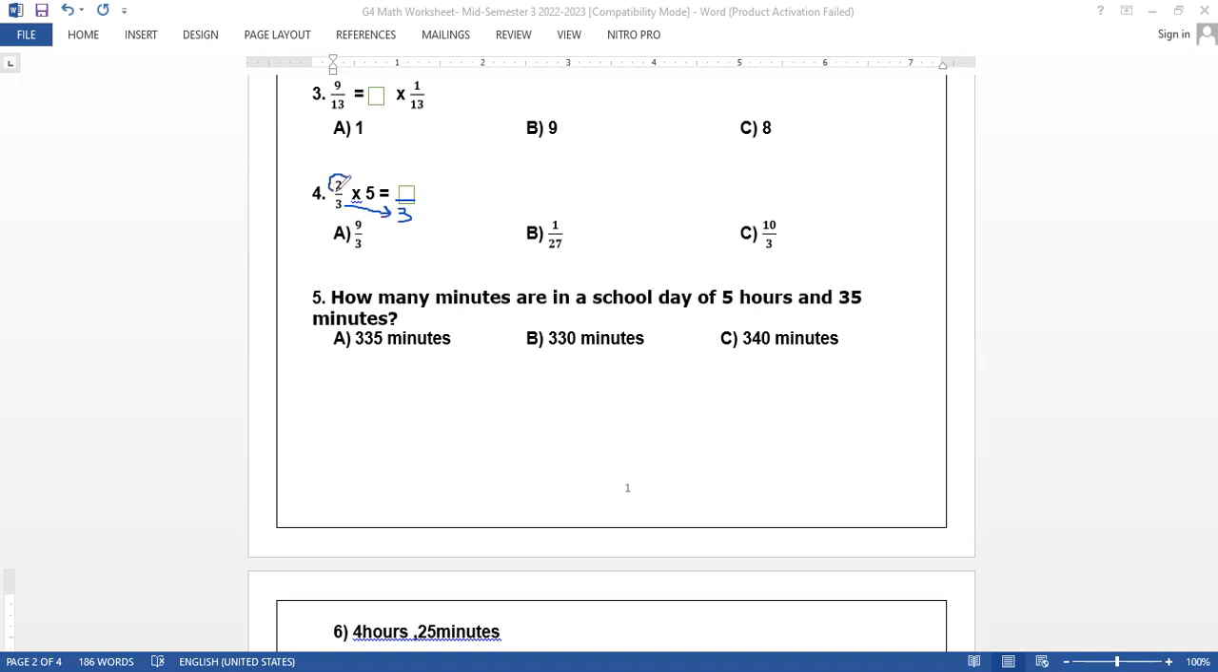Now I multiply the numerator by the whole number only. 2 multiply 5 equals 10. So the answer is 10 over 3. So the answer is C.